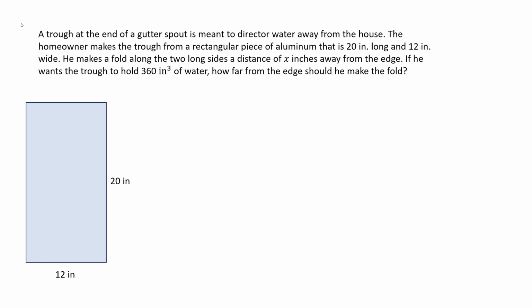The homeowner makes the trough from a rectangular piece of aluminum that is 20 inches long and 12 inches wide. He makes a fold along the two long sides, a distance of x inches away from the edge. If he wants the trough to hold 360 cubic inches of water, how far from the edge should he make the fold? So basically what it's saying is he has this rectangular piece of aluminum.